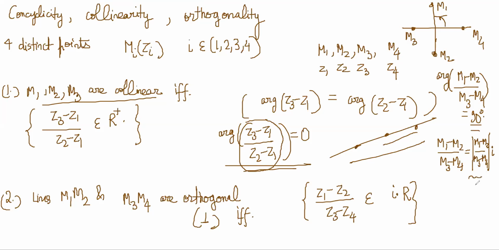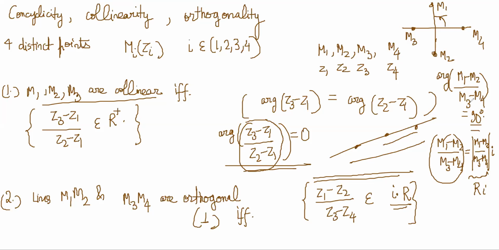And this is a real number, no? Real into i, right? You understand? That is what we are writing here. Z1 minus Z2 by Z3 minus Z4 should be real into i, no? Yes, sir. Adesh, are you getting it? Yes. Okay, so this is also coming straight from the definition of how you write the angles, right?